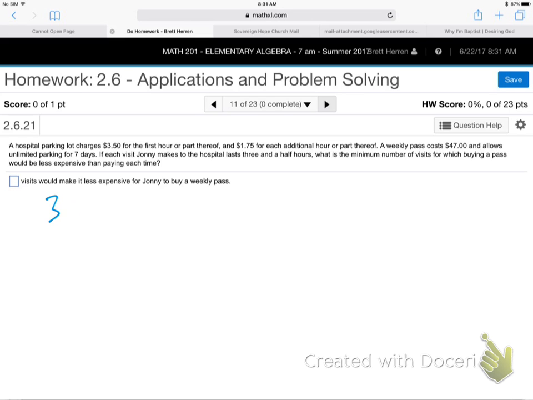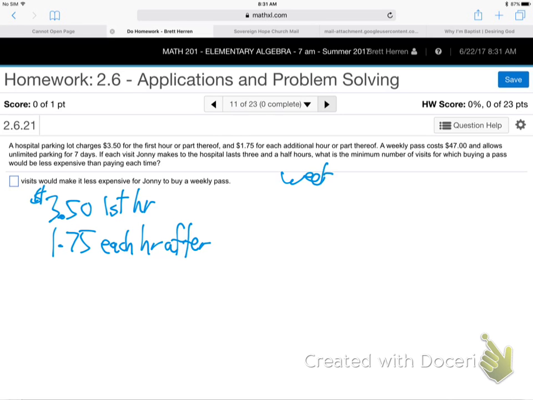That sounds really confusing. All right, really quick. So it's $3.50. This one doesn't need to be hard. Let me help. $3.50 for the first hour. That's the charge. And $1.75 each hour after that. Okay. Weekly pass is $47 and allows unlimited parking 7 days. That's for 7 days, week. Each visit Johnny makes to the hospital lasts 3.5 hours.